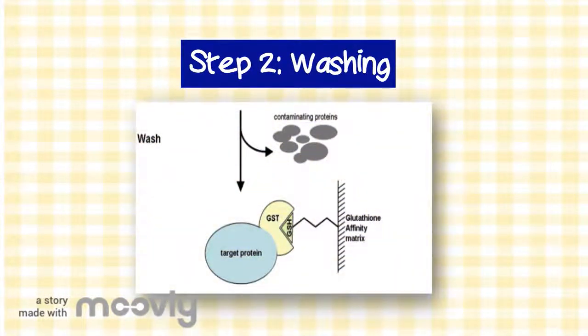Step 2. Washing. The bound proteins are washed off the column. The same near-neutral buffer is added again and then allowed to flow through. This step is typically repeated 4 times for a total of 5 washes to allow unbound components to be washed off the column.